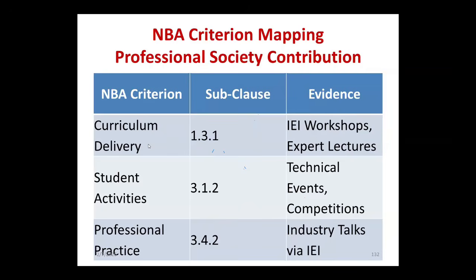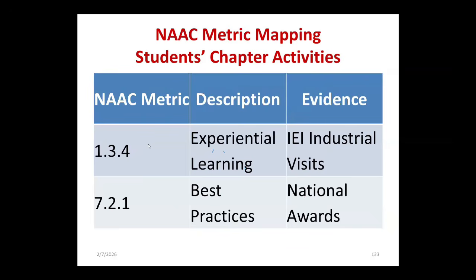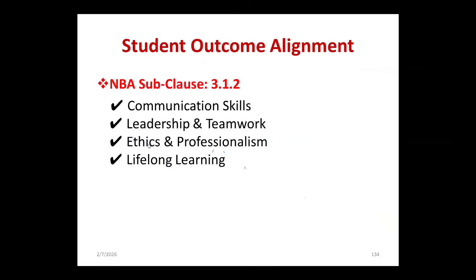Then professional society contribution is in criteria 1 and 3, and directly in MBA. Under the NAC matrix mapping, criteria 1 and criteria 7 you can show as best practice. You can show evidence as a national award and experiential learning. You can show IEA industrial visits under that.